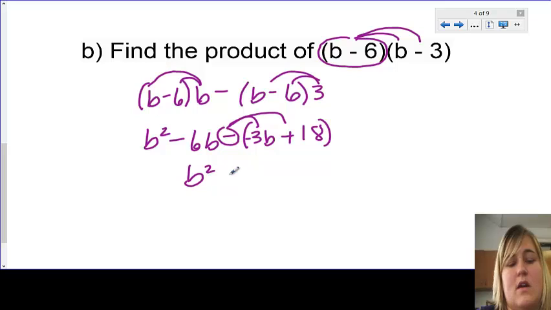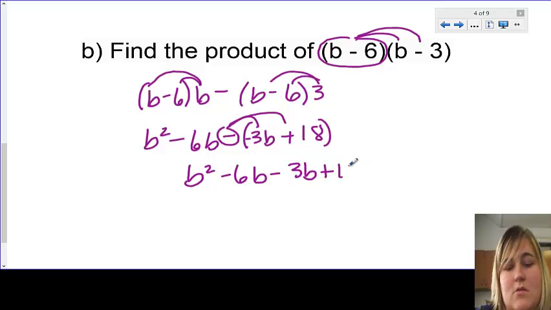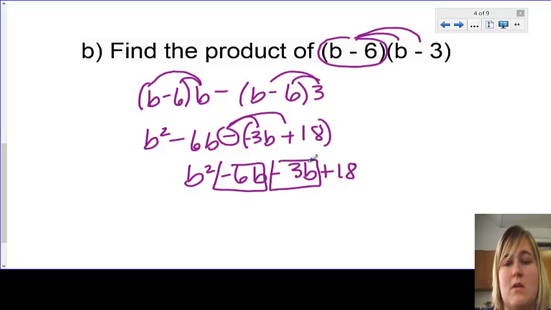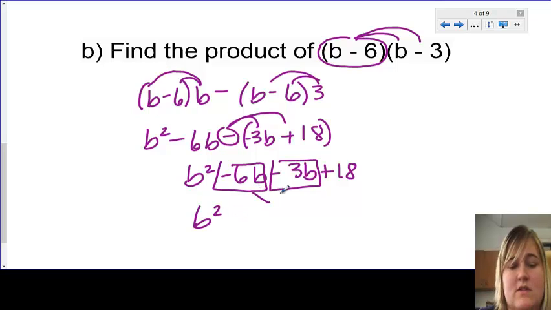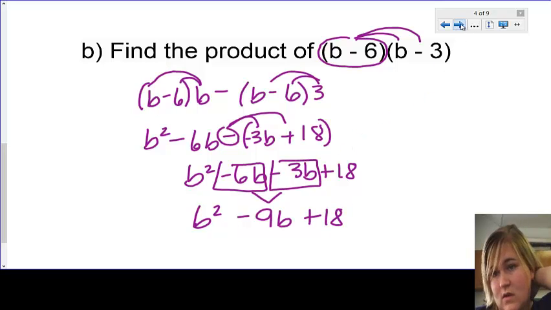So I have b squared minus 6b. This became a negative, and this became a positive. So I still have like terms. So I have negative 6b minus 3b, and b squared doesn't change. So negative 6b minus 3b gives me negative 9b plus 18. And that's my final answer.